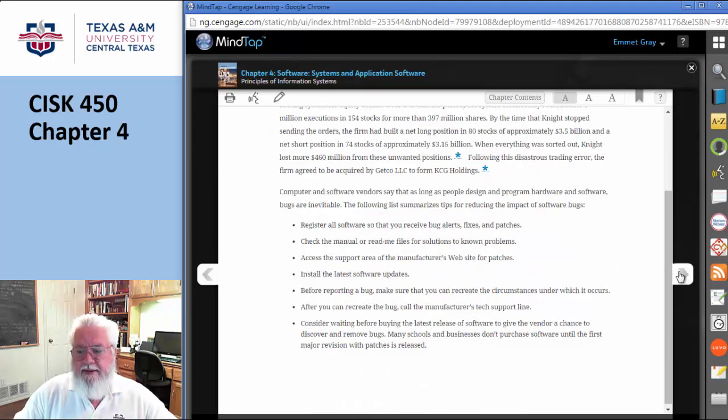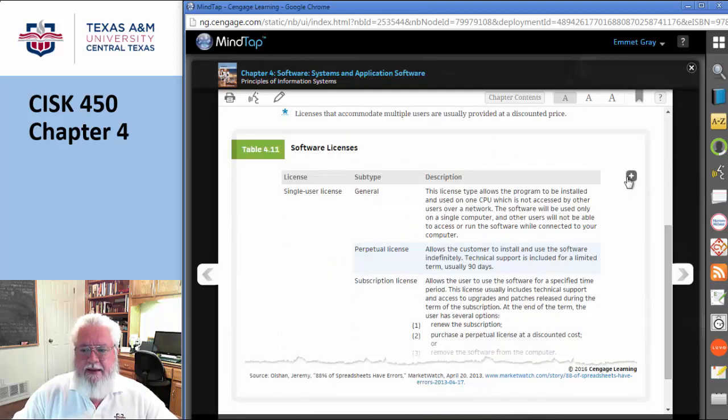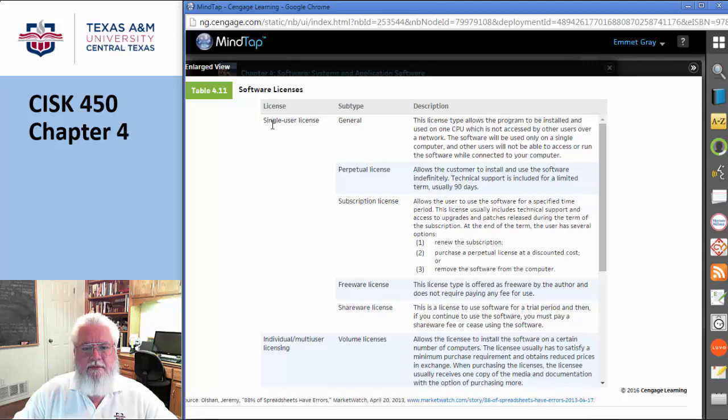Okay, the next thing we're going to talk about is licensing. And there are lots of different types of licensing. So they show different categories here. One of the categories is single user license, and there are lots of subtypes of that. But basically, single user license means this license is granted to a single person. Perpetual license basically means I can install this. Subscription means it's only good for a year. That's a good one. Freeware means you can do whatever the heck you want with it. Shareware means I typically have a trial period, and then I have to pay money.